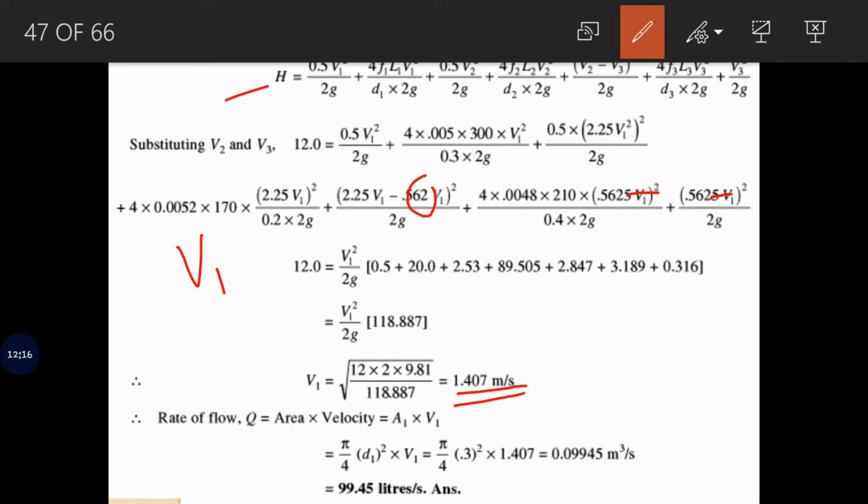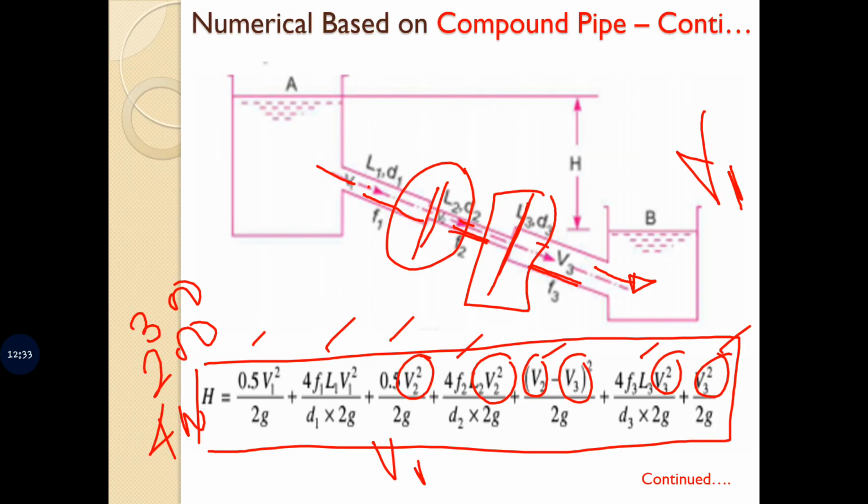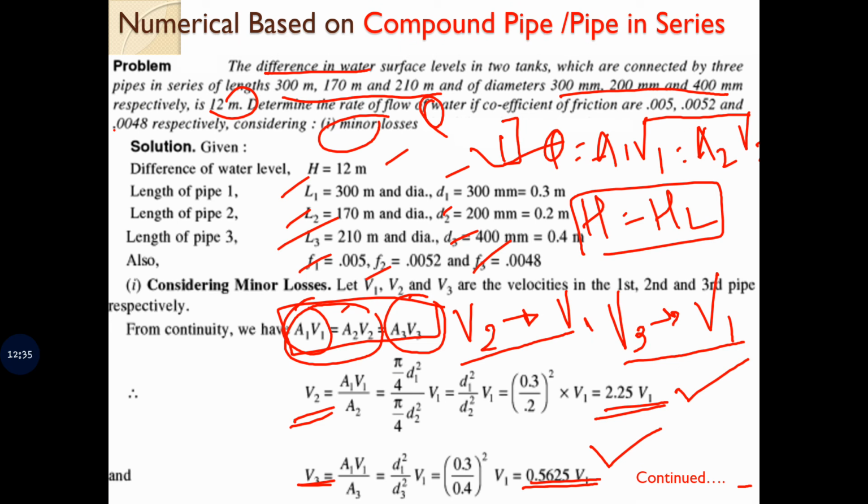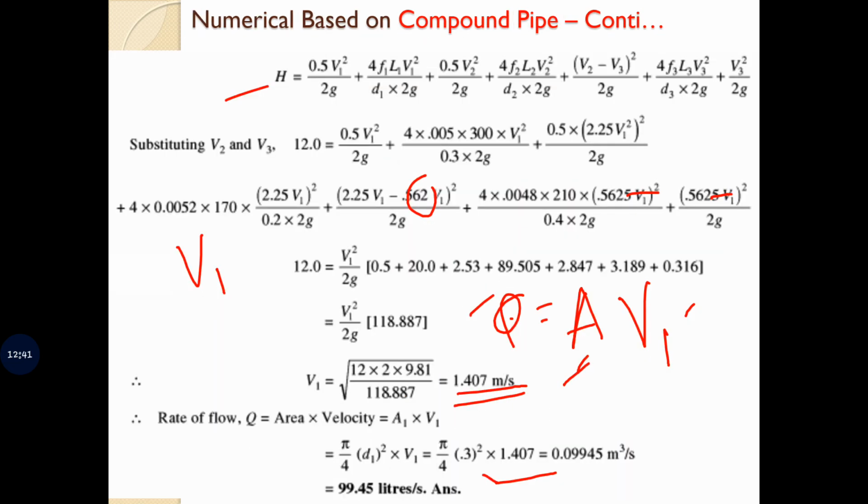So we'll get the value for v1, and v1 comes out to be 1.407. We know the equation Q is equal to A1 v1. From this equation, v1 is known to us, A is known to us, and the discharge can be calculated, which was asked in the example. We were asked to determine the rate of flow of water, so the discharge is calculated in this example. Hope the concept is understood.